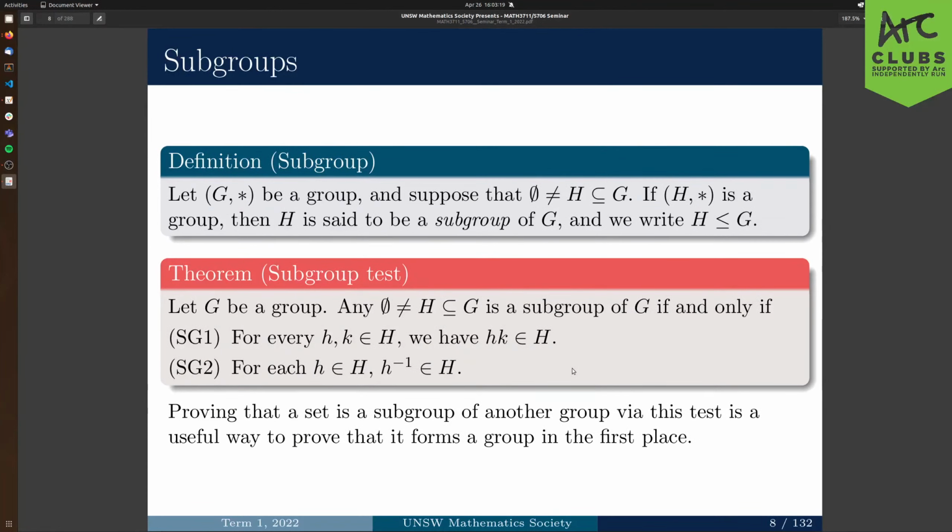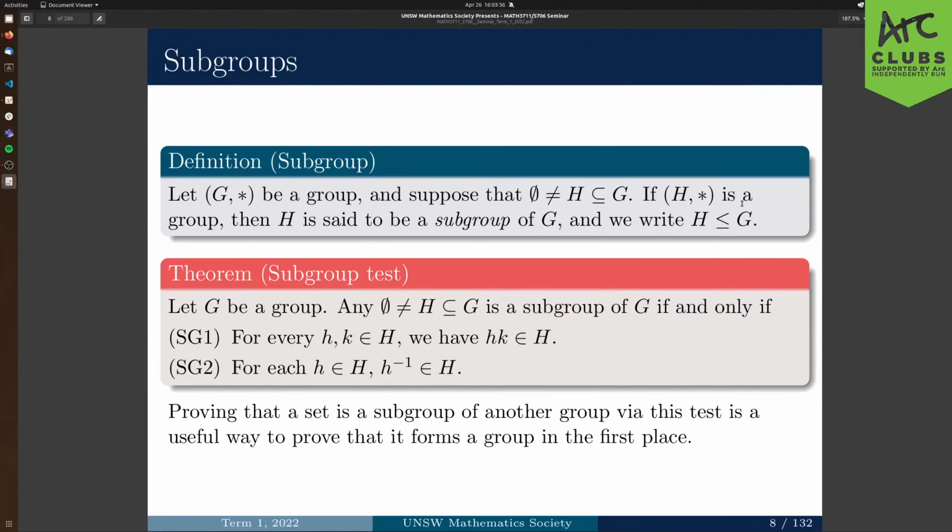Within groups, you can obviously have smaller groups, so you might have a subset that actually is a group in its own right with the same multiplication. That's exactly what a subgroup is. It's a non-empty subset of a group G which satisfies all of the group axioms, and if that happens, then we call it a subgroup.